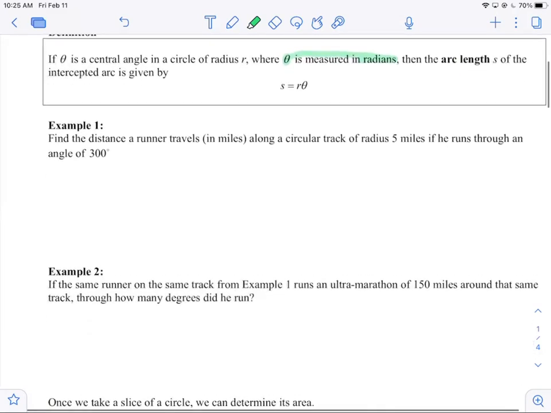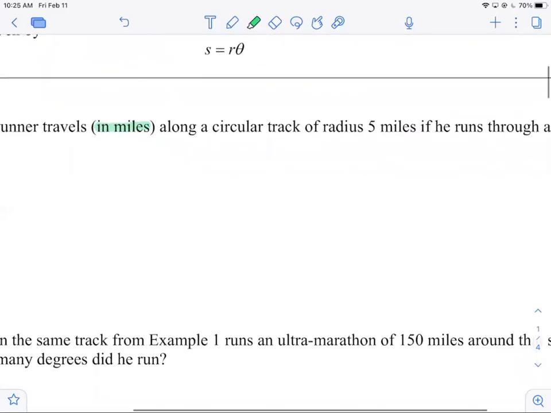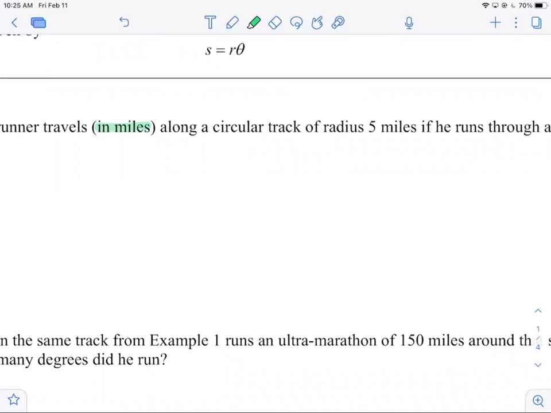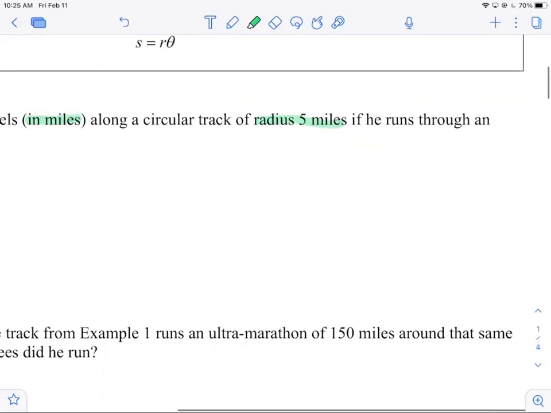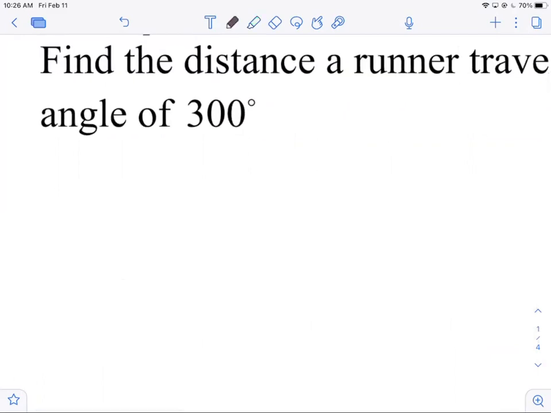Let's try it out. Example 1. Find the distance that a runner travels in miles along a circular track that has a radius of 5 miles if he runs through an angle of 300 degrees. Not through a temperature of 300 degrees. That would be like, dude, stop running. You're putting your life in jeopardy. Through an angle of 300 degrees.